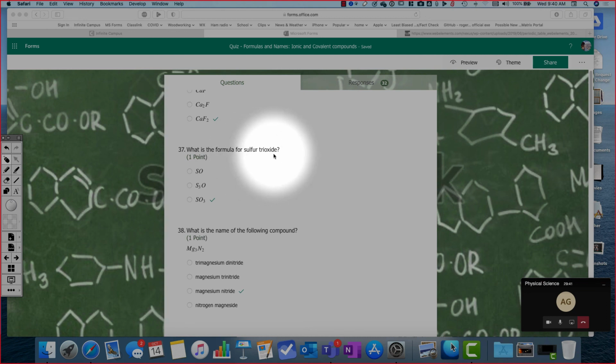What is the formula for sulfur trioxide? There's a prefix, so you just have to write the numbers. Sulfur by itself means there's only one, so it's S. Trioxide is 3 oxygens, so it's SO3.